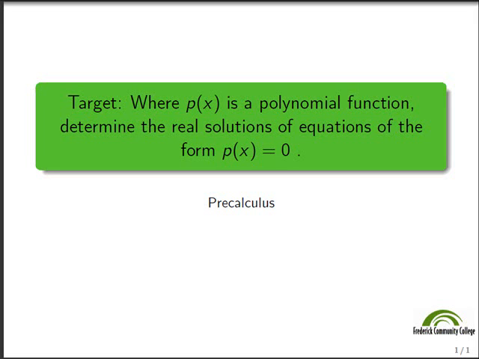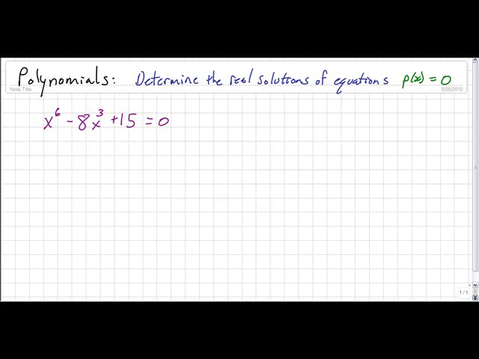Target, where p of x is a polynomial function, determine the real solutions of equations of the form p of x equals 0. Here we're asked to determine the real solution of a polynomial where x to the 6th minus 8x cubed plus 15 equals 0.